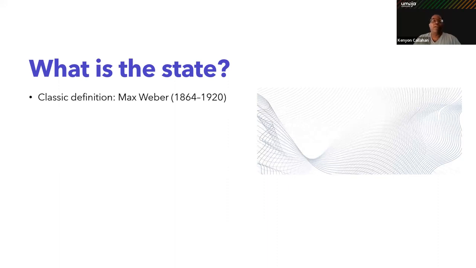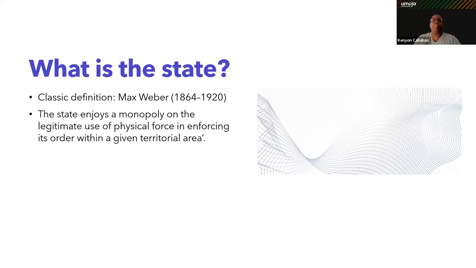What is the state? Okay, when we talk about the state, Max Weber has a classic definition. The state enjoys a monopoly on the legitimate use of physical force in enforcing its order within a given territory. So now think about that. The state enjoys a monopoly. So that means they have a monopoly on it, and it's legitimate. Okay, legitimate means we all vote for it, we all respect it.